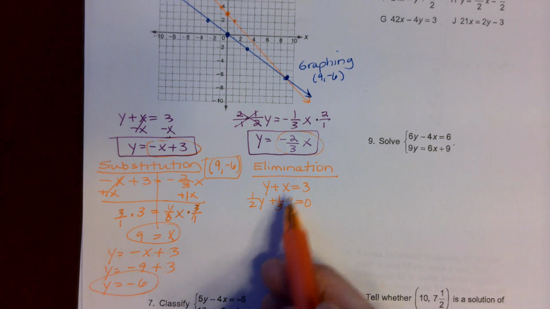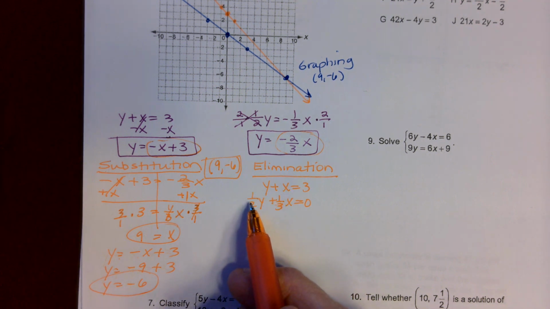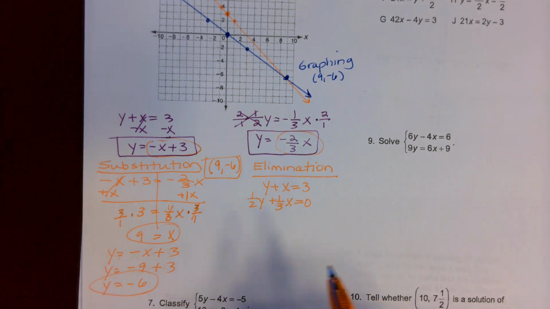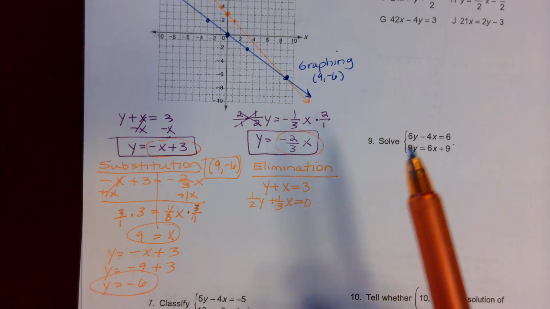Okay, so I need to be able to add and have them drop off. So nothing drops off yet, but if I multiply this by, what can I multiply it by?